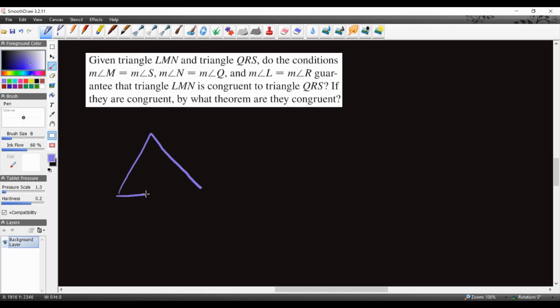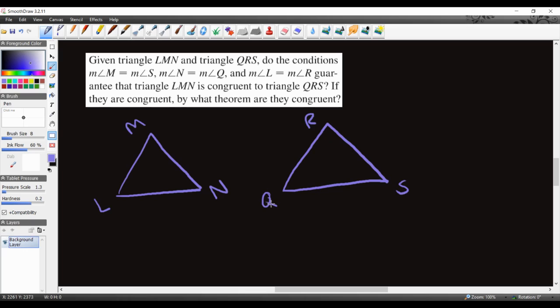So we're going to have triangle LMN and triangle QRS. And you want to go in the order that they give you. So LMN needs to follow QRS.